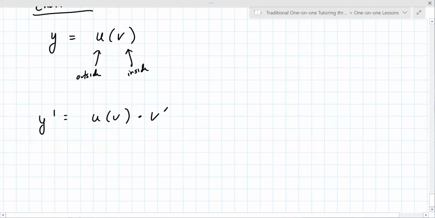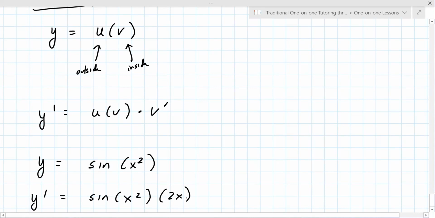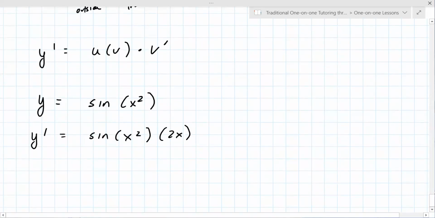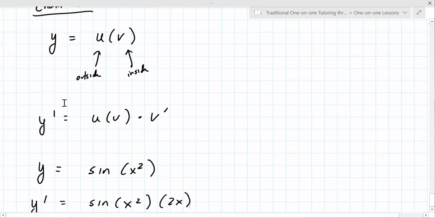Okay. So let's look at an example of this. Let's say y equals sine of x squared. So according to this line right here, you keep the sine of x squared, times 2x. Right. Let's do another example. What rule is this? It's called the chain rule. Chain rule, okay.